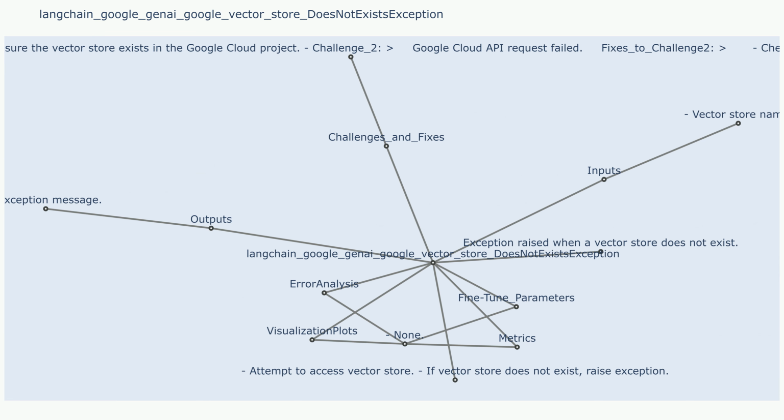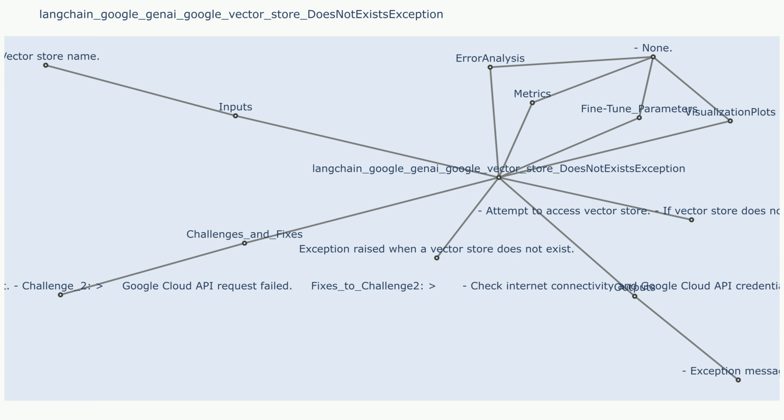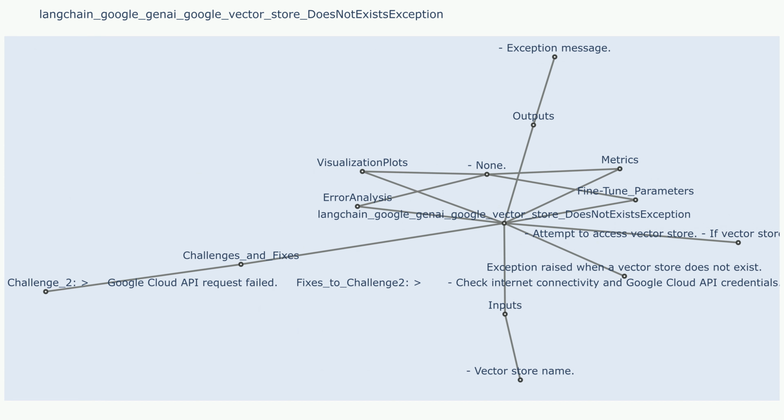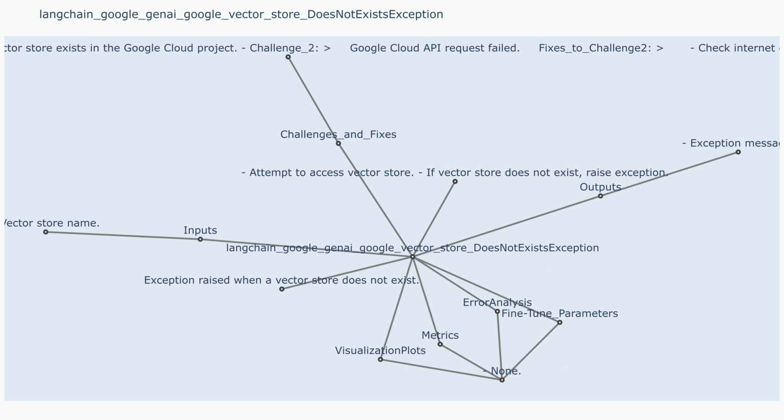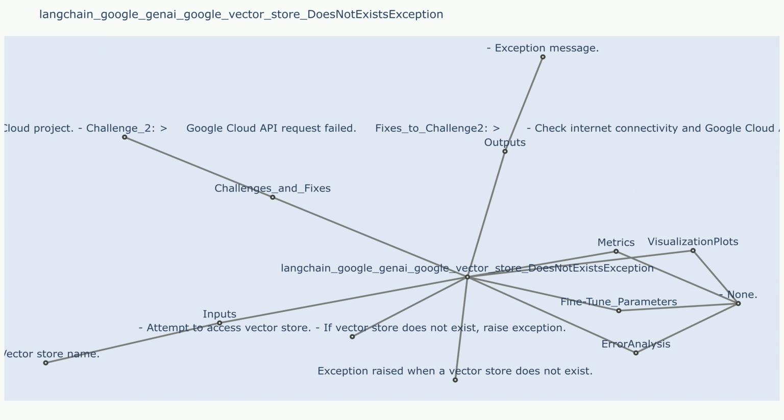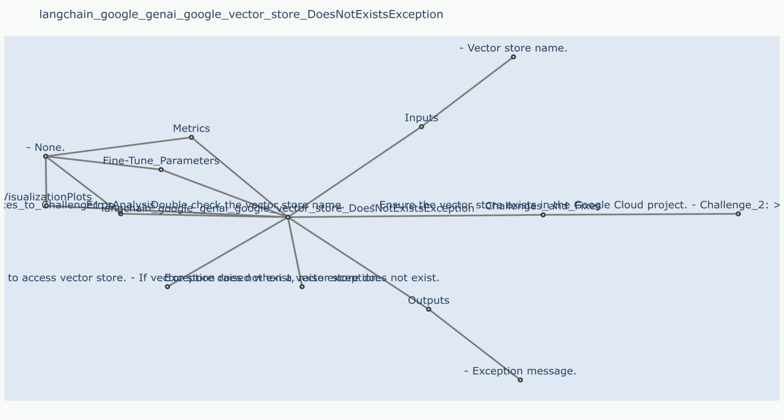Challenges and fixes. Challenge 1. Incorrect project ID or region. The user might have specified an incorrect project ID or region, causing the API call to fail. Sample use case that resulted in challenge 1. A user tries to access a vector store in GCP PROJECT1 and US Central 1, but the vector store actually exists in GCP PROJECT2 and US East 1. Fixes to challenge 1. Double-check the project ID and region in the code or configuration settings to ensure they match the actual location of the vector store.